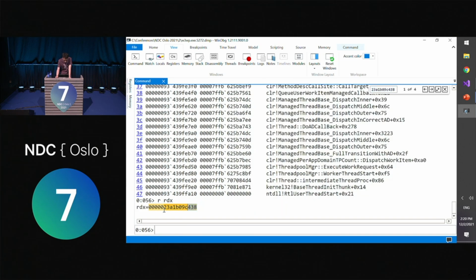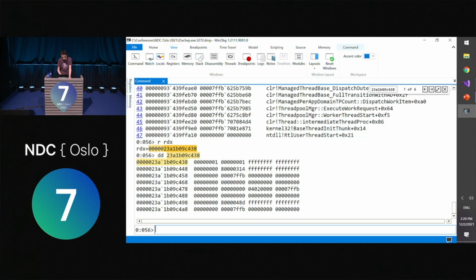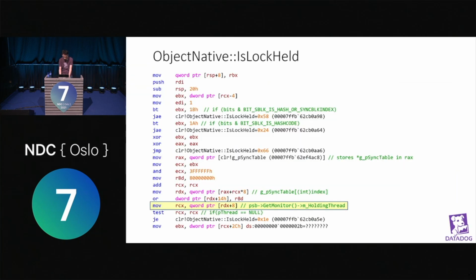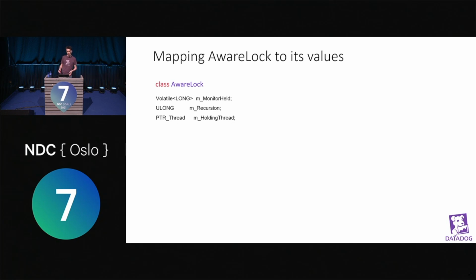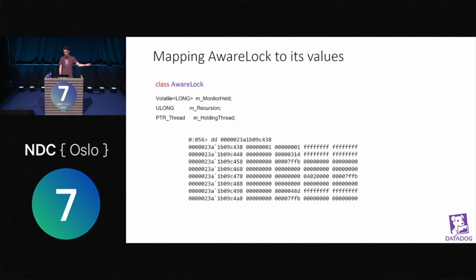So then I need to copy it, sorry. There we go. Then I can use a dd command, for dump dwords, to read the memory at this address, and it's going to display it by chunks of 4 bytes. And then I can try to map those values to the values of the SyncBlock. So basically, I know that the structure of this part of the SyncBlock looks like that. I have those values in memory, and I'm just going to map them.